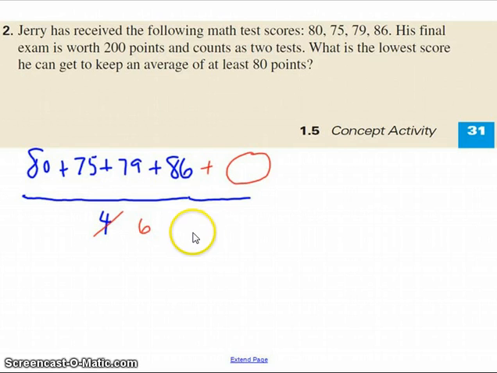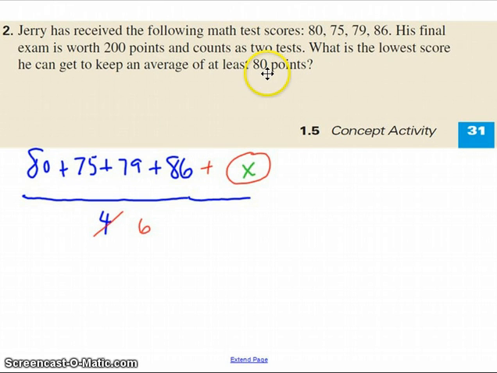Remember, we had this slide earlier where we just had added up the 4 scores that he's already gotten, and said that we were going to put some number in here and divide by 6. Well, instead of guessing what that number is, what if we just put x in there? But we know that it's supposed to be at least 80.